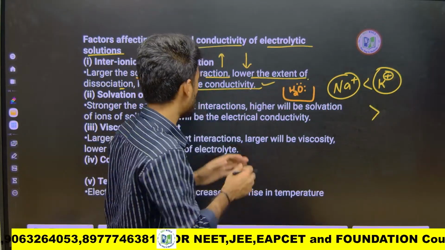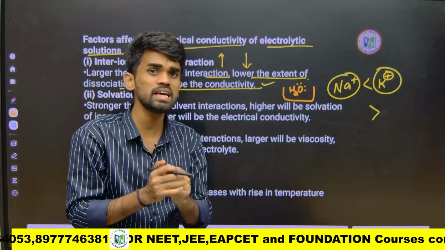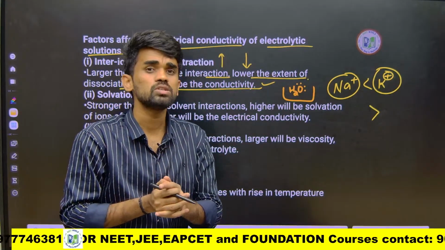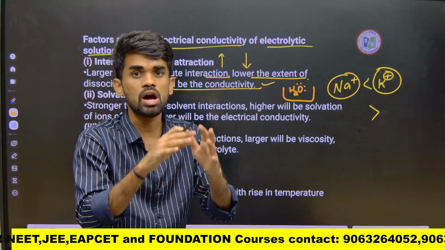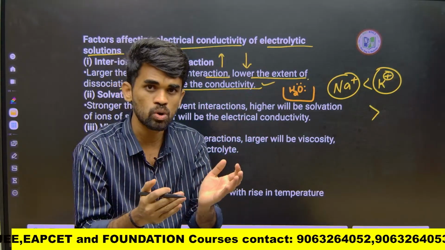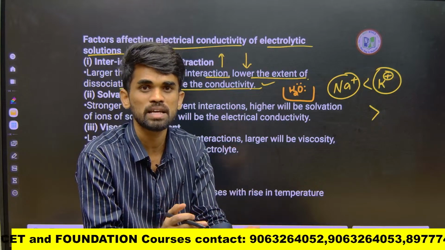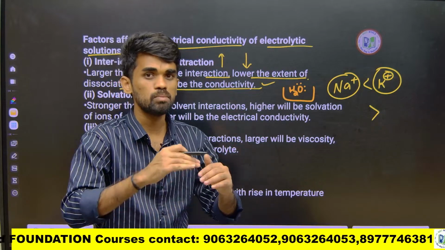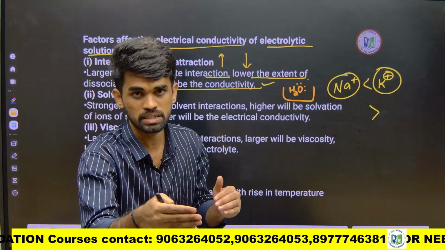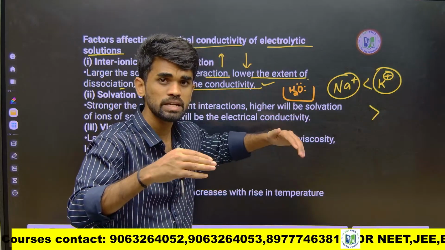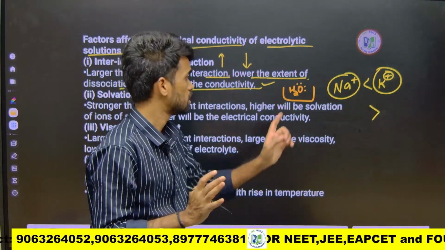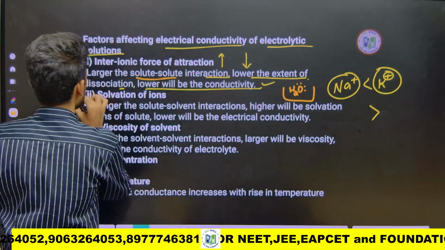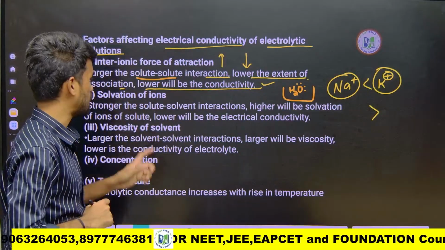So whenever they ask about the effect of solvent, in this case you need to look at the hydrated ion size. The larger the hydrated ion size, the lower the mobility, so the lower the conductance, because more mobility means more conductance. Since a larger ion has lower mobility, it has lesser conductance. That is what you need to understand from the effect of solvation of ions.